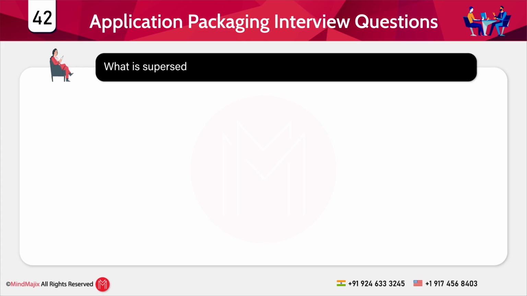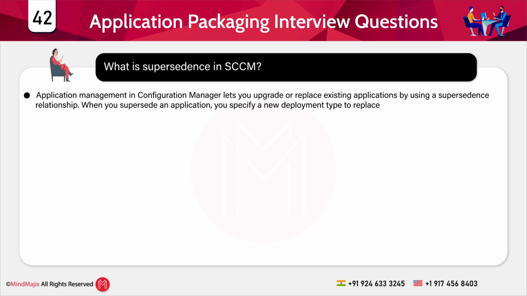What is supersedence in SCCM? Application management in Configuration Manager lets us upgrade or replace existing applications by using a supersedence relationship. This means that in Configuration Manager we can upgrade or replace the existing applications by using a supersedence relationship, and we can move to the updated level. When we supersede an application, we have to specify a new deployment type to replace the deployment type of the superseded application.